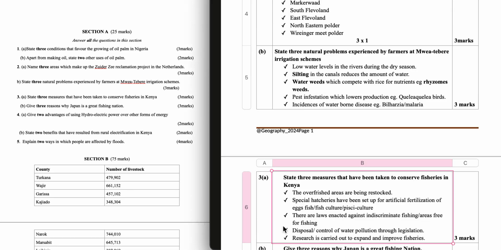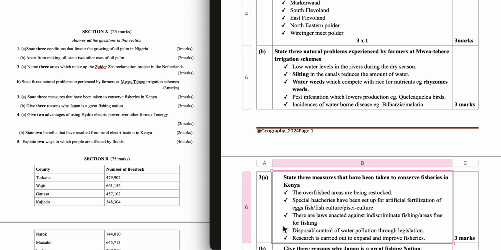Question 2B. State 3 natural problems experienced by farmers at Mwea Tebere irrigation scheme. Low water levels in the rivers during the dry season. Siltation in the canals reduces the amount of water. Water weeds which compete with rice for nutrients, for example, rhizomes weeds. Pest infestation which lowers production. Incidences of waterborne diseases, for example, bilharzia.